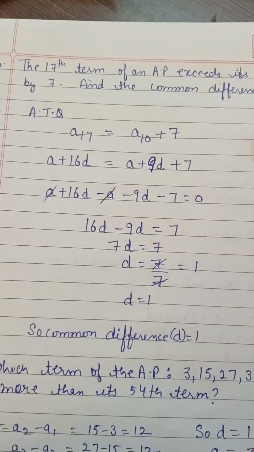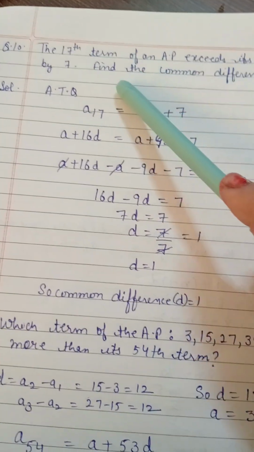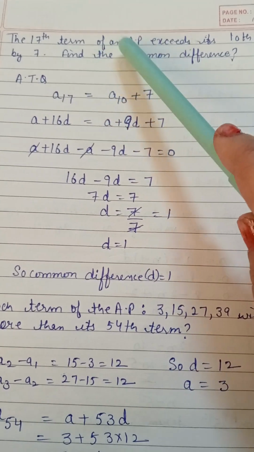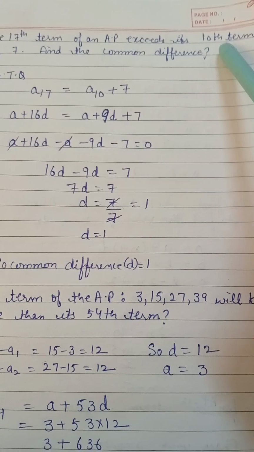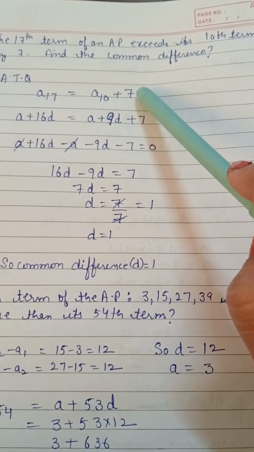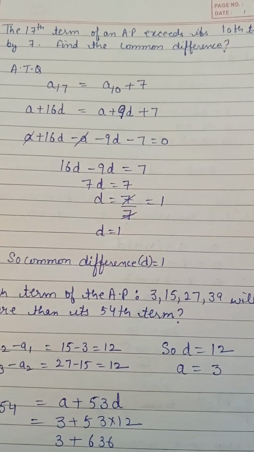Now come to the next question. Next question is, the 17th term of an AP exceeds its 10th term by 7. The 17th term of the AP exceeds the 10th term by 7, so it means the 10th term plus 7 is the 17th term of the AP.